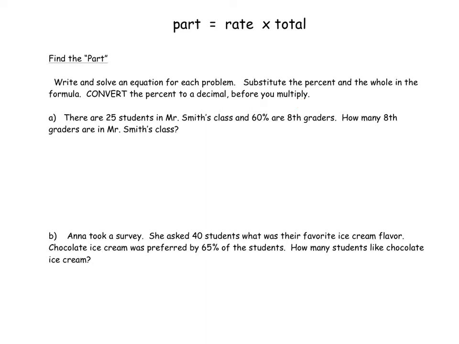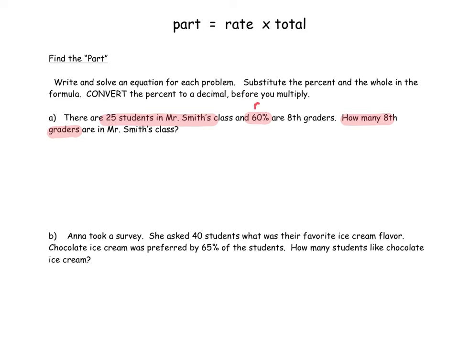So let's read through it. There are 25 students in Mr. Smith's class and 60% are 8th graders. How many 8th graders are in Mr. Smith's class? Well, let's highlight some information. I see that there are 25 students in Mr. Smith's class. And then I see the percentage, 60% are 8th graders. And then they go on to ask the question, how many 8th graders are in Mr. Smith's class? So I usually look for the percentage rate first because that's easiest to spot.